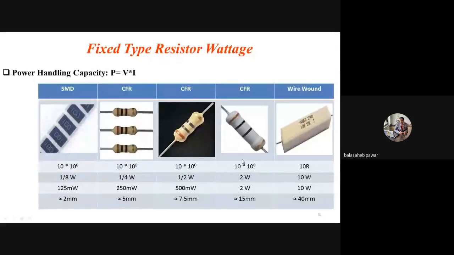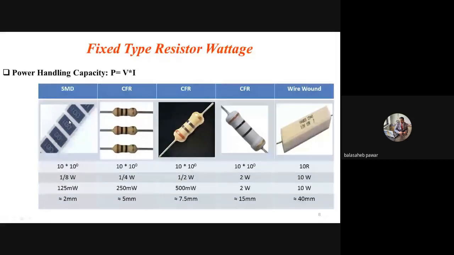And the last one, the value is already written directly, 10R, which stands for 10 ohm, right? So you will observe all resistors are of 10 ohm, but why do they differ in size? The size of a resistor increases according to the increase in its power handling capacity. That's why I have written here in the second row 1 by 8 watt, which means 125 milliwatt. That is the power handling capacity of almost all SMD components.